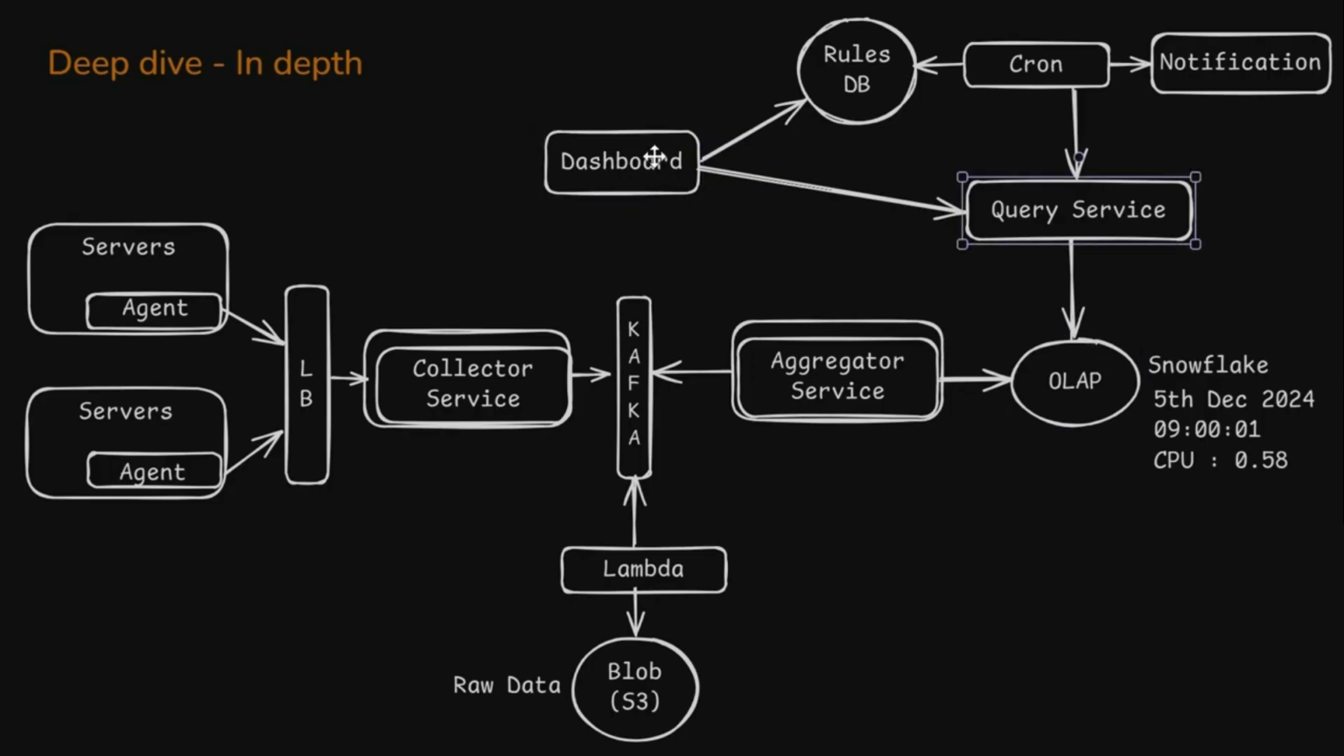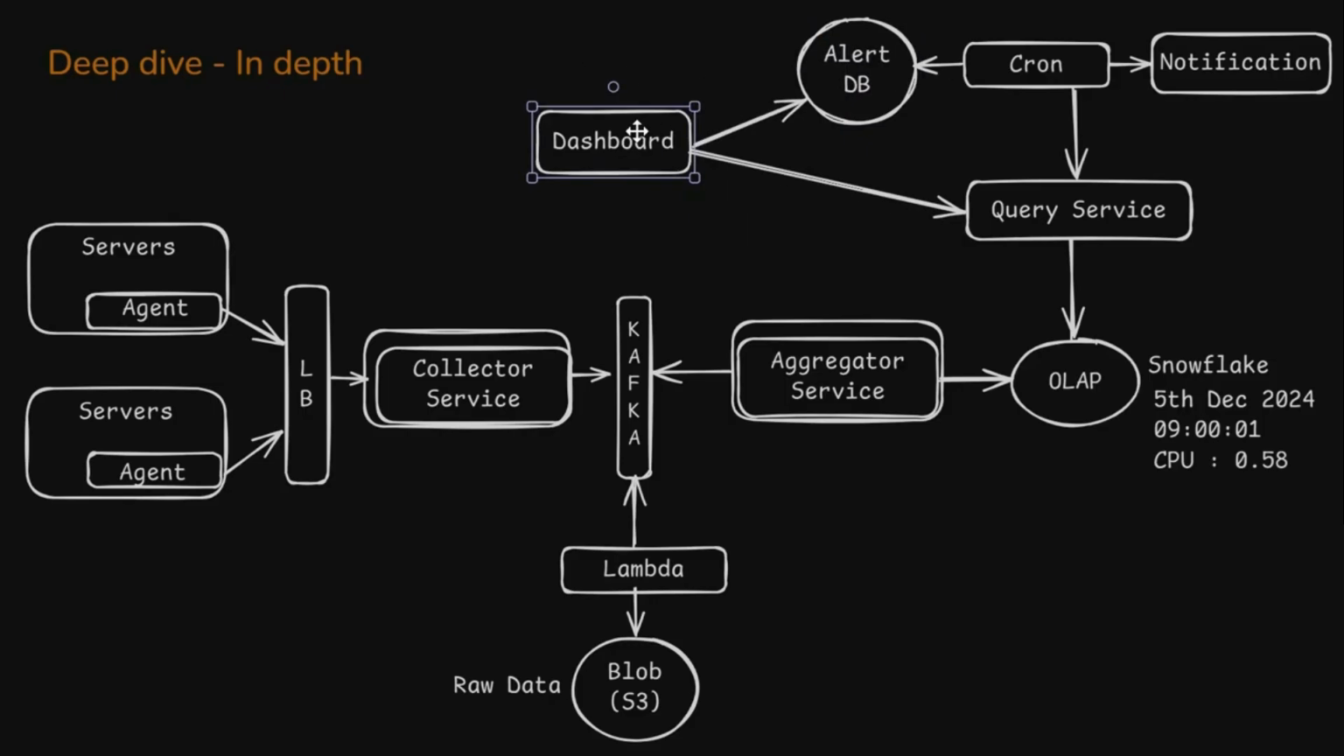At the same time, we can also create or define the rules. So let me change this to alert DB, and from this dashboard we can define the rules in this alert DB. For example, if the CPU utilization is reached above 90%, then this cron job will periodically query this alert DB and send the notification so that the stakeholders can take an action on it to scale up or scale down the servers in this infrastructure.